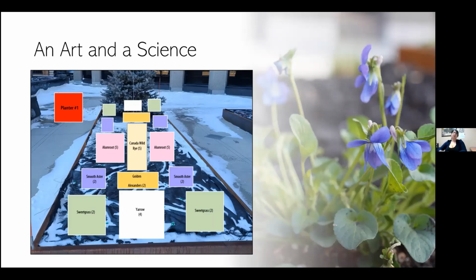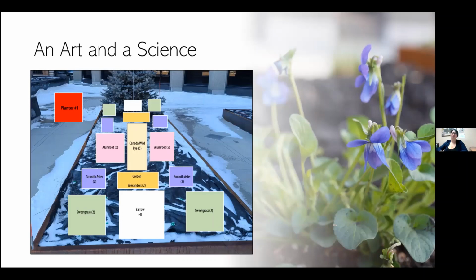Alum root is not a particularly showy species, but what it has going for it is that it has a nice basal leaf. So it will take up a lot of space early in the season and keep weeds out. So it's filling in those gaps. The Canada wild rye will spread, smooth aster will spread easily. The golden Alexanders are less likely to spread aggressively, but that's okay. And then the yarrow will also spread aggressively, but because it's fighting with the sweetgrass and the smooth aster for that available space, they'll kind of keep each other in check. So that's how one gets planted.